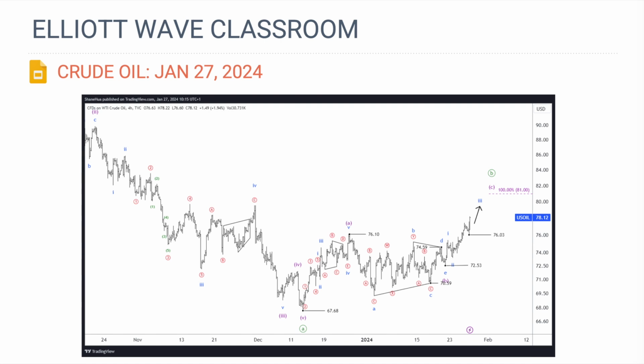Coming to the latest price action, the bull market has been bullish following a triangle correction since the low of 72.53. Crude oil has been continuously moving higher over past trading days. And here is the latest forecast. Bottom line, crude oil will move higher with the wave C.